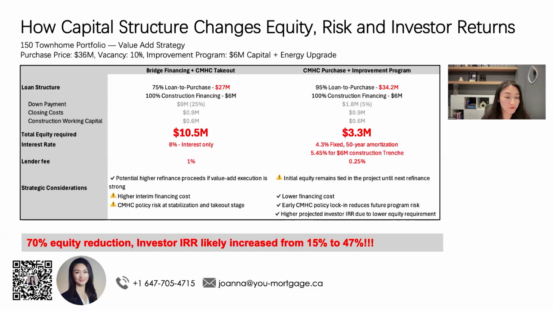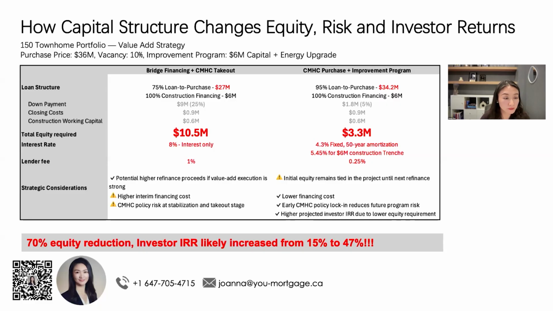It's like 4.3 fixed for the first tranche, the 95% purchase price. It's 50-year amortization upon closing. And for another tranche, the construction financing, because of CMHC's insurance, the lender would like to give you a lower rate loan. So that is just like prime. Prime loan for the construction tranche, and the lender fee is much lower than traditional bridge financing.